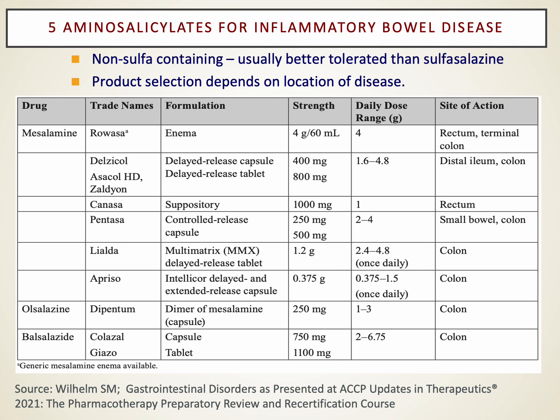So there's mesalamine as a rectal enema, which would only affect the rectum and the terminal colon. There are other delayed release brands of these products that are targeting either the rectum or as early as the distal ileum and colon, for example, Asacol HD. So these products are really chosen for their site of action.